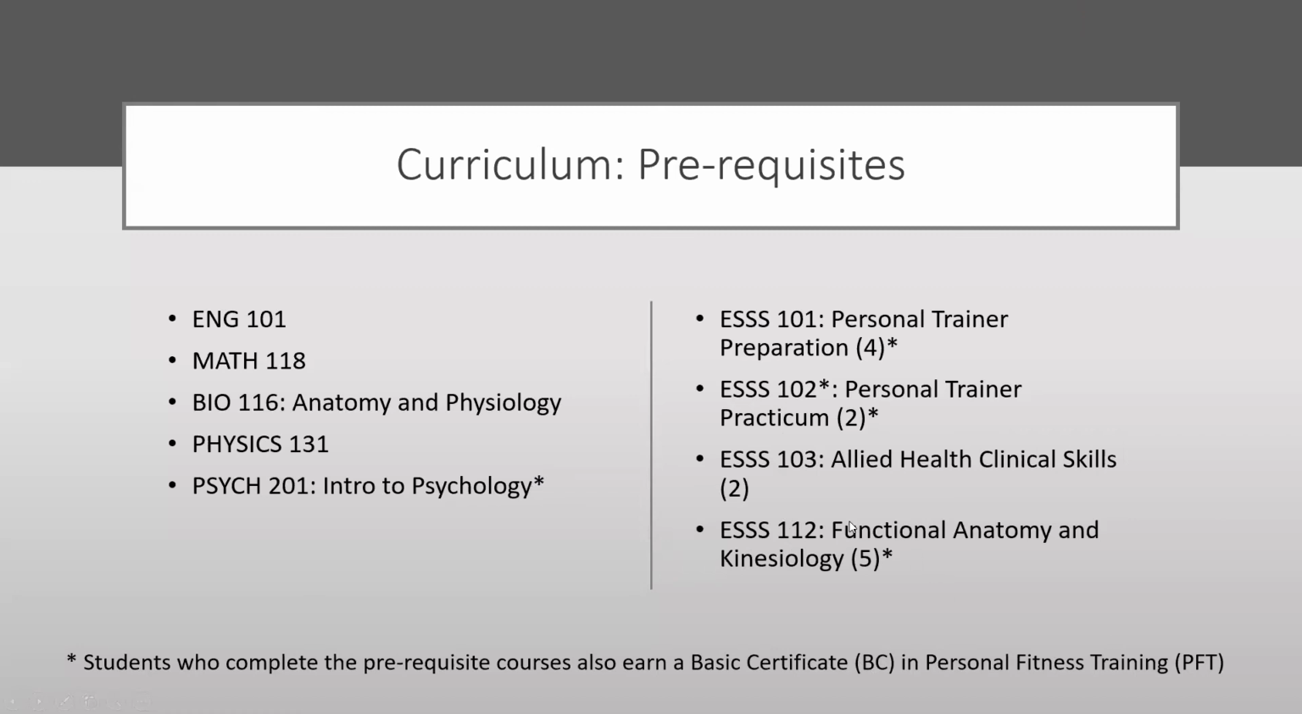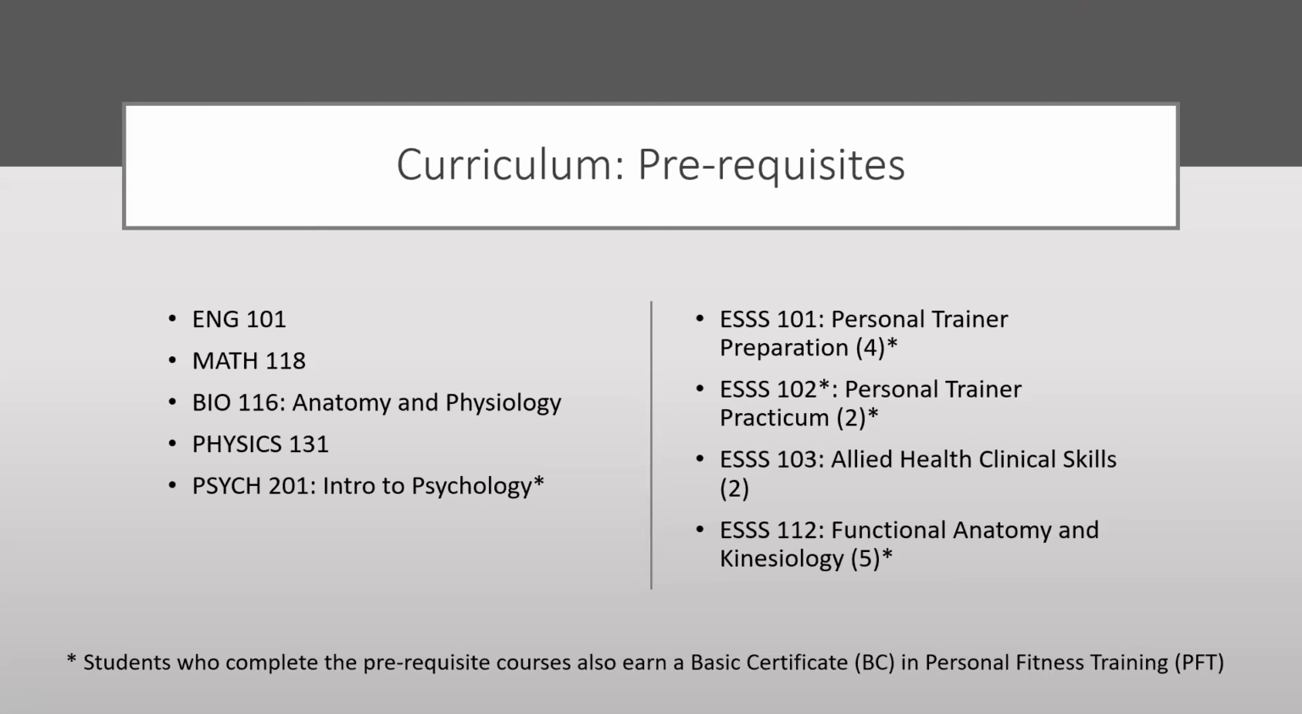So these are the prerequisites only. Yes, these are prerequisite courses. There are 9. On the left-hand side, you have the more general education courses, and on the right, the exercise science courses, which are a little more field specific, and a lot of which are part of that personal fitness training basic.